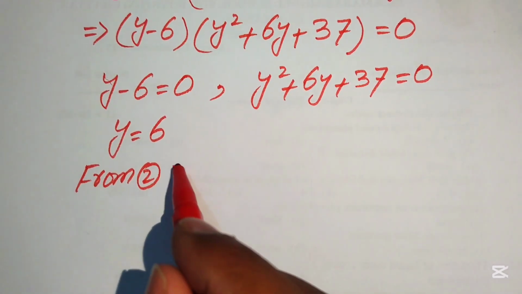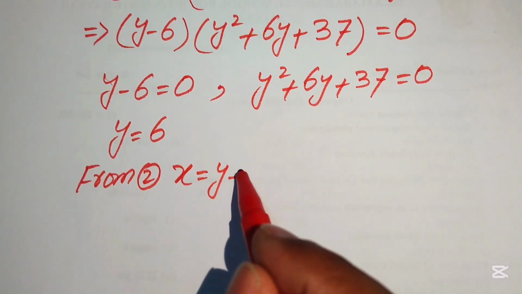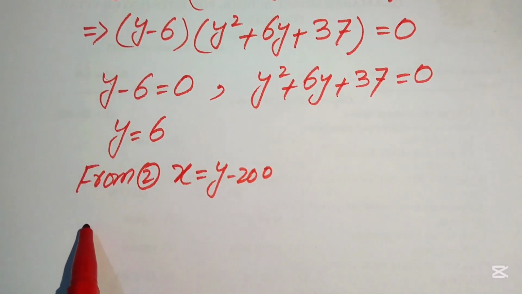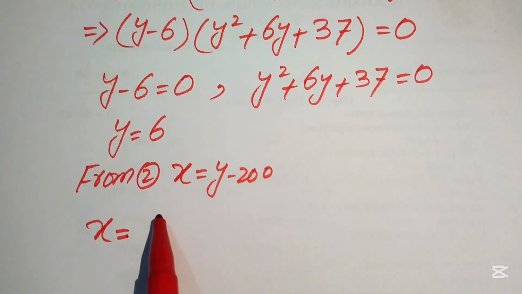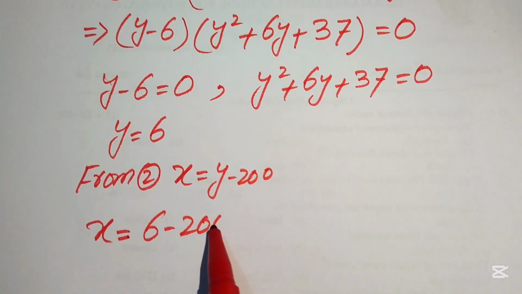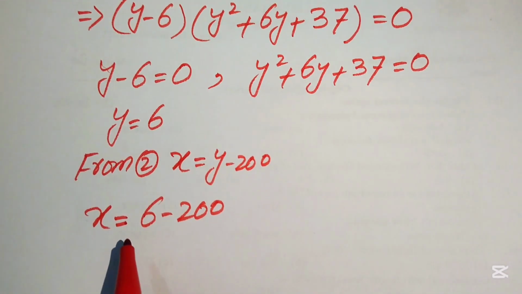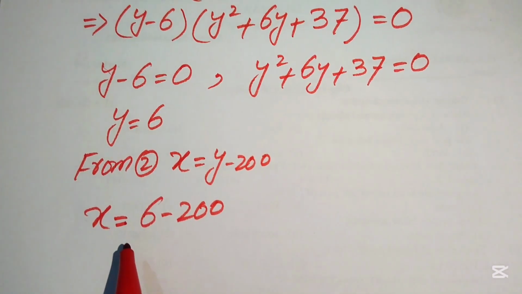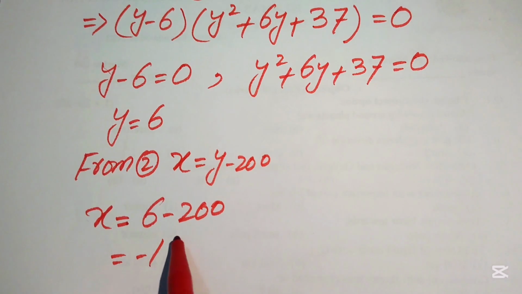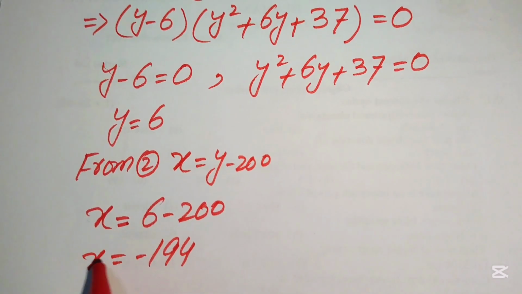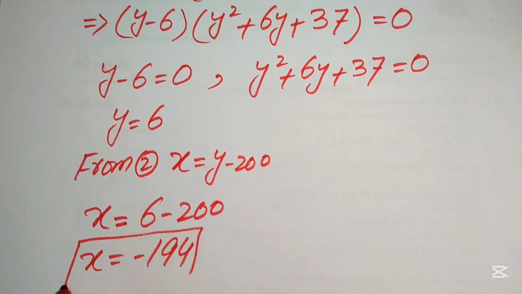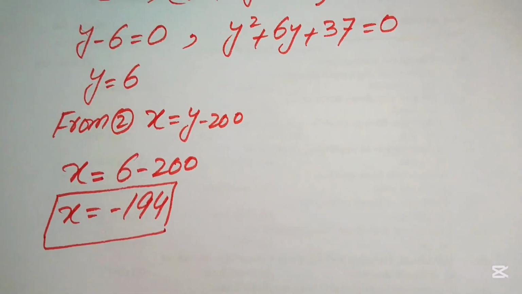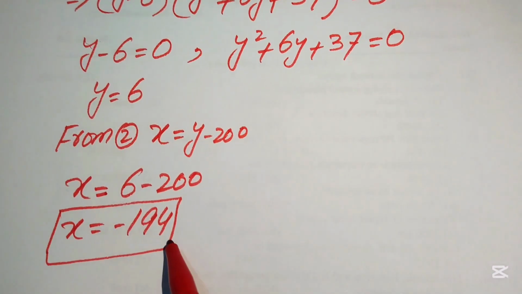So from equation number 2, we have x equals to y minus 200. So now we need to substitute this value of y here, and we easily get the value of x. Okay, so we have 6 minus 200, so 6 minus 200 is equal to minus 194. So this is our first real value of x. Okay, because we solve this problem for the real values, so this is the first real value of the given equation.